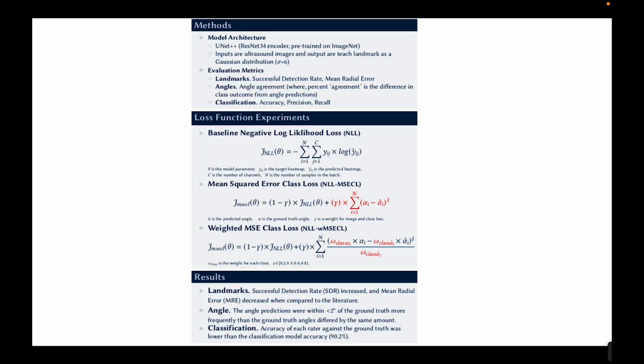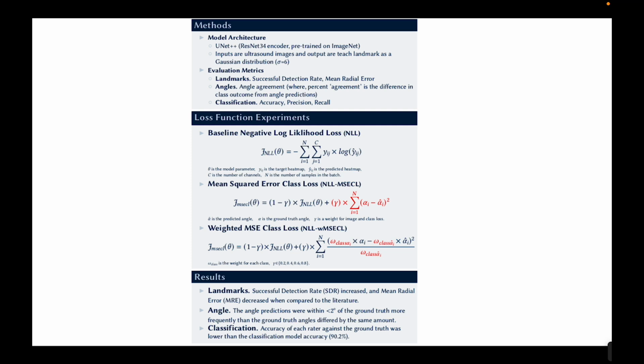The methods are outlined in detail on the right-hand side of the poster. A UNet model was pre-trained on ImageNet using input ultrasound images. Each output channel corresponded to a single landmark as a Gaussian distribution. Unlike other work, the evaluation metrics were used to understand each step in the clinical pipeline. This includes landmark, angle, and classification metrics.